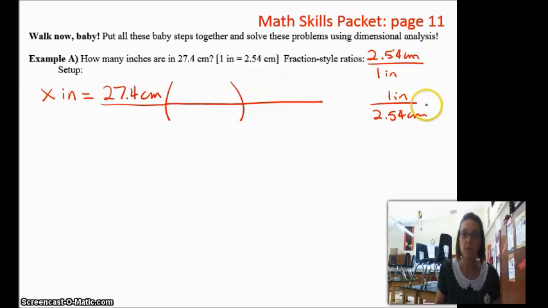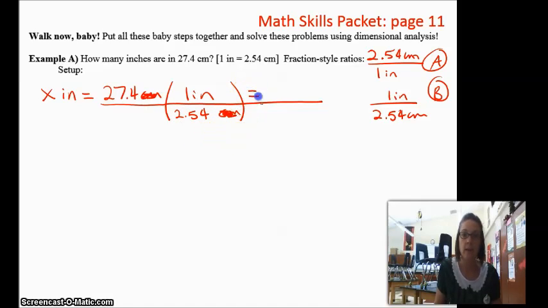I look at the two versions, this is baby step 4 here, which version do I want, version A or version B? What I want is the version that's going to put centimeters down here so I can cancel them, and that happens in version B. So I'm going to write the 2.54 centimeters underneath and the 1 inch in the numerator. So then the centimeters and the centimeters divide out and cancel. For this problem, I already have inches. That's what they asked me for. So this is the only ratio conversion factor I need.